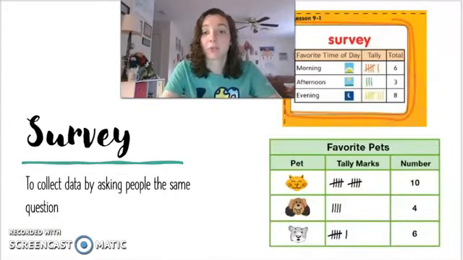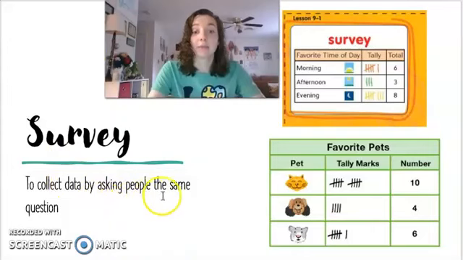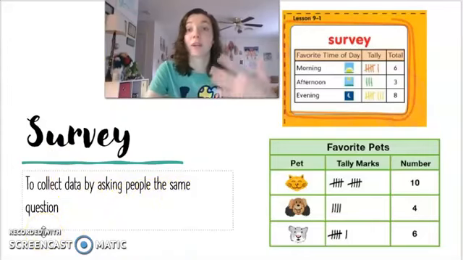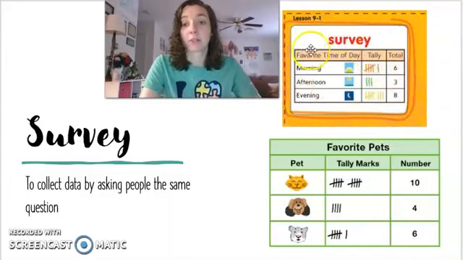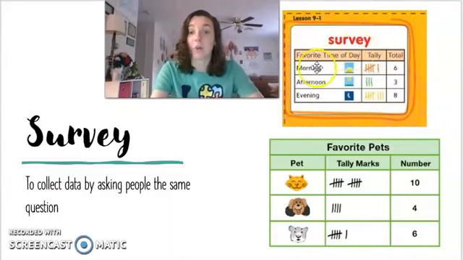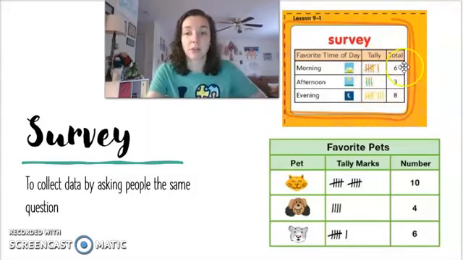All right. The next word is survey. Okay, a survey is to collect data by asking people the same question. So one of the ways we collect data is using a survey. So you would survey people. For example, this first graph up here talks about the favorite time of day. So you would go around and you'd ask everybody the same question. You would walk up to someone and you would say, is your favorite time of the day morning, afternoon, or evening? And then whatever they answer, you would put a little tally mark beside, and then when you're completely done, you would total it up.